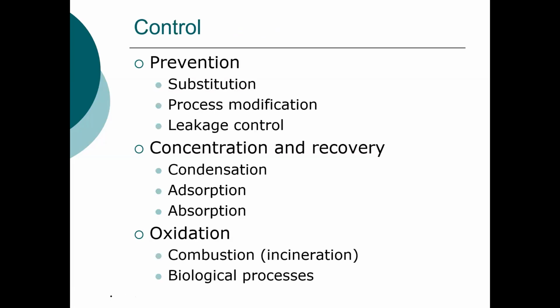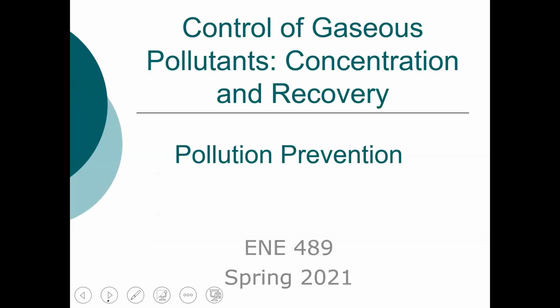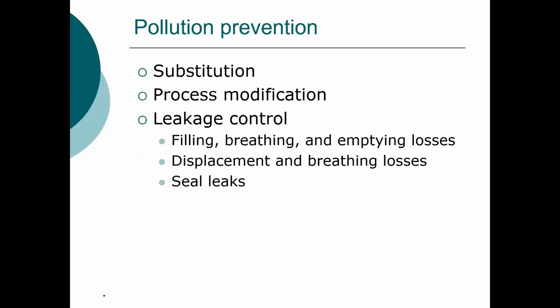Chemical processing and then waste disposal can release methane, which also releases CO2. So how can we prevent these? We'll talk about the control in terms of prevention, in terms of concentration and recovery, and in terms of oxidation. We'll look at these sequentially, initially focusing on pollution prevention. One of the major aspects of pollution prevention is substitution. So for instance, we can use water-based paints, water-based coatings, and inks in place of solvent-based paints. Now this reduces the emissions of VOCs.